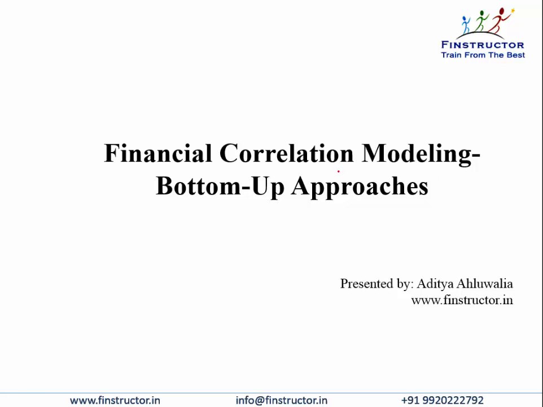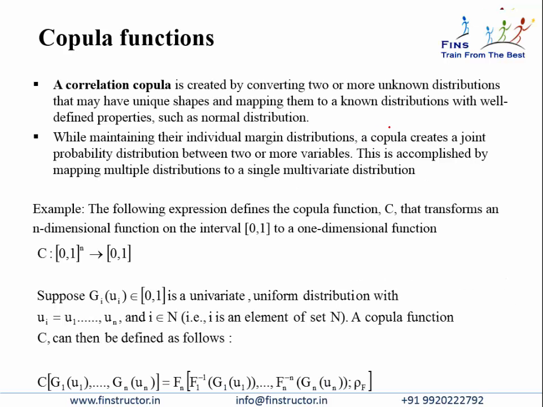So in the last review on correlation, we'll study some bottom-up approaches towards computing and modeling financial correlation amongst different variables. Now, a very important concept is that of creating copula functions. Many times we want to calculate the correlation between two variables A and B, and we don't exactly know the behavior of these variables, or we know that these variables follow some random distribution or any kind of distribution.